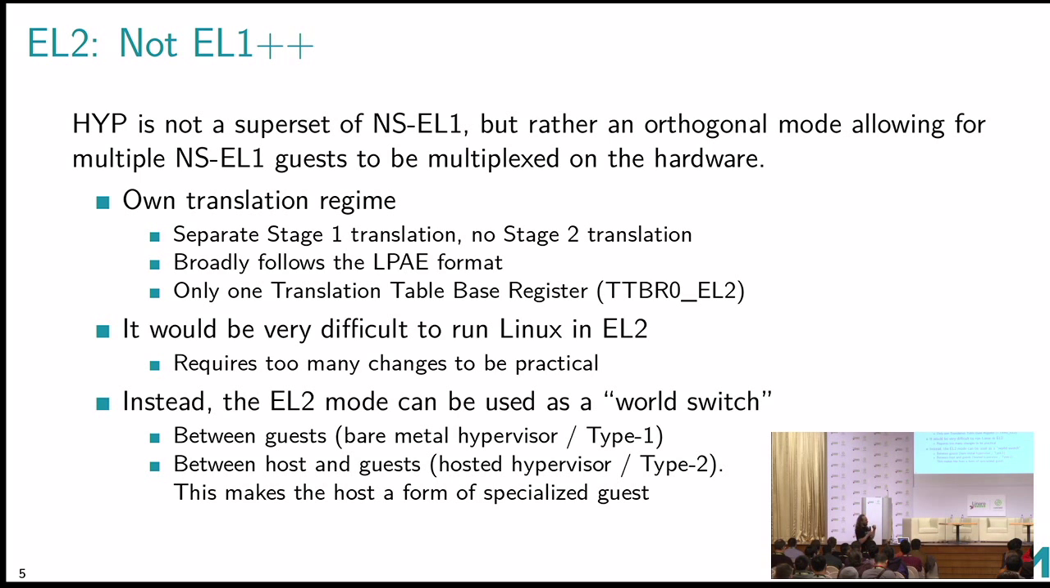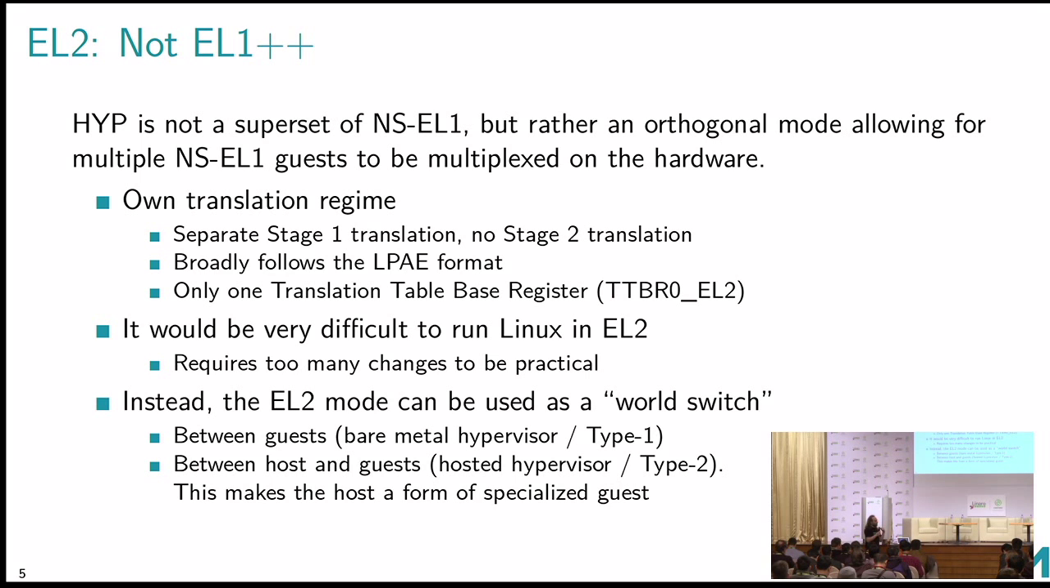So it has its own MMU settings, its own translation regime, which is broadly LPAE on V7, with a couple of small differences. It has only one TTBR, translation table base register. That's how you define the root of your page tables. The effect of having only one TTBR is that you can't run the kernel at EL2. It's way too invasive. It can't even represent what is user mode in that case.